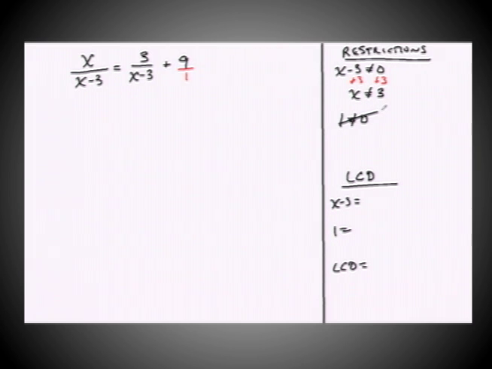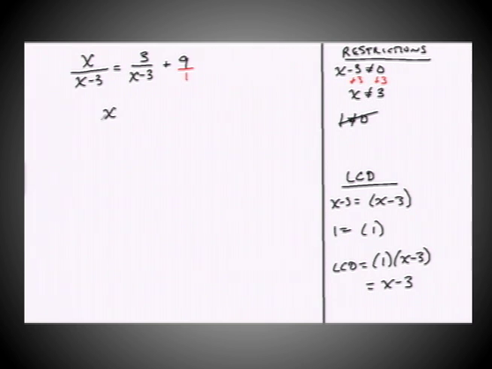Now we move on to clearing the fractions out, so we need to figure out what the LCD is before we do so. So I have a denominator of x minus 3, and that particular denominator has one factor, and that is x minus 3. And then I have a denominator of 1, which is simply a factor of 1. So my LCD is the product of all of the factors of all of the denominators, which is just 1 times x minus 3. So x minus 3 is the LCD.